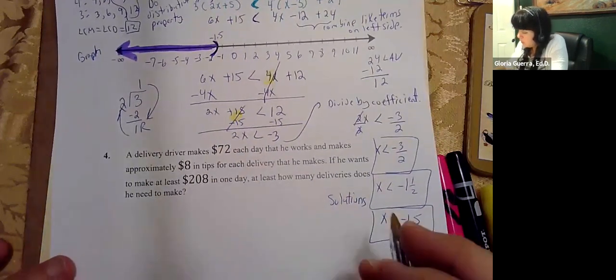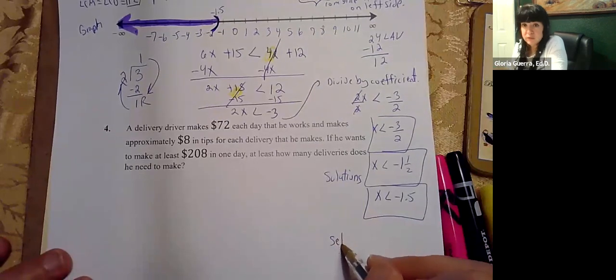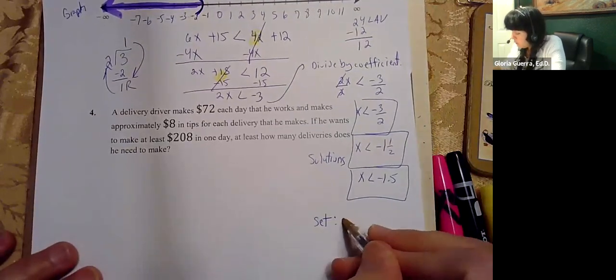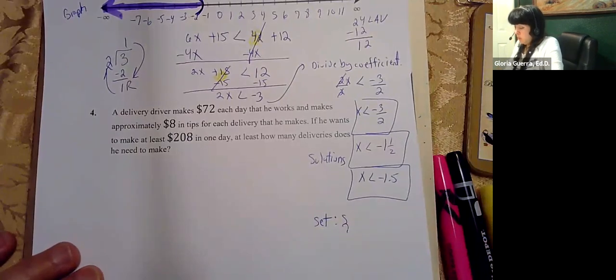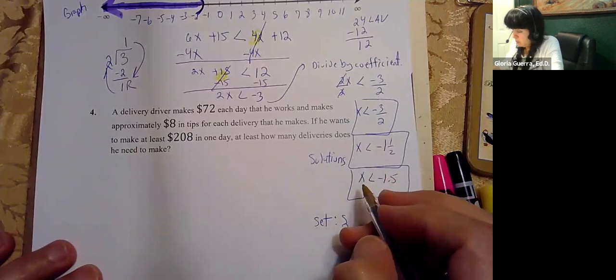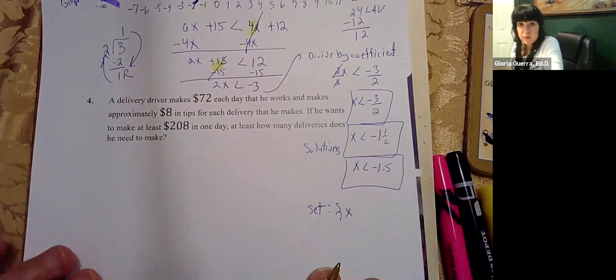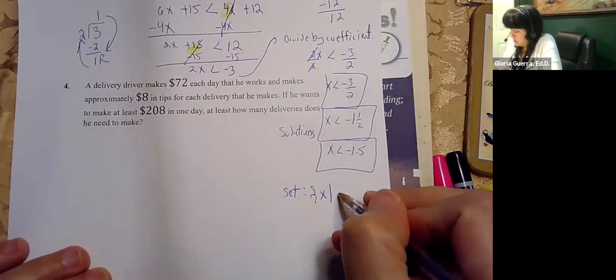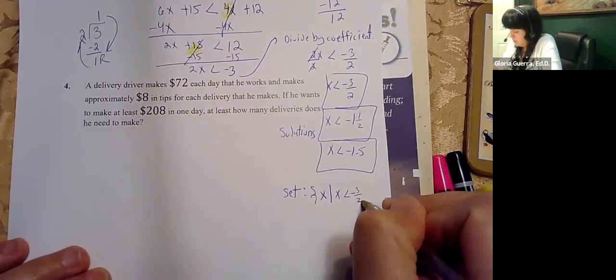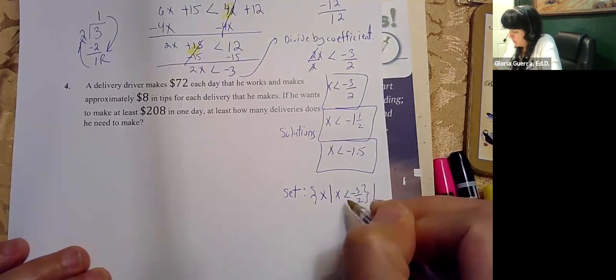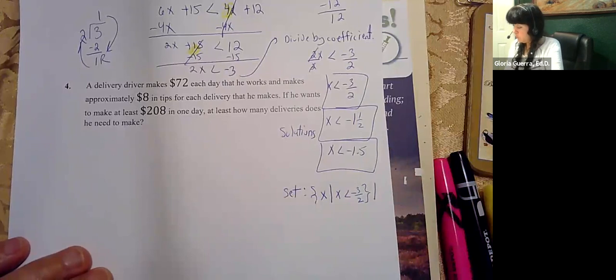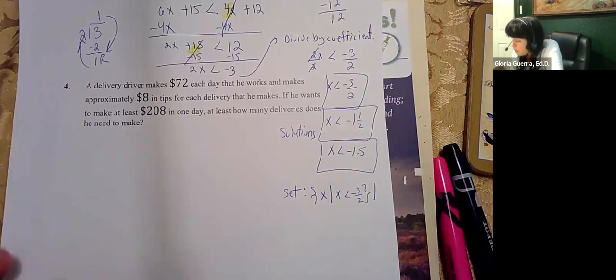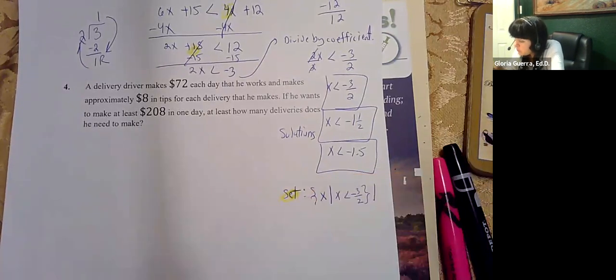Okay, now we need the set notation. All sets begin and end with curly braces. And you introduce the variable we're talking about, which is x in this problem, such that, and then you put your solution, which is x is less than negative 3/2. So there's your set. Graph and your set. And where's your interval?